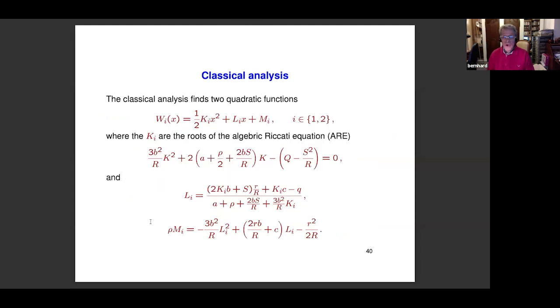Now, a word about the classical analysis of this problem. You all know that you can look for value functions which are quadratic functions in the state, and you can a priori find two of them because K here should satisfy the algebraic Riccati equation. And I also wrote the formulas for L and M. The formula for L is ugly, although the denominator might be simpler than that. The interesting point is that the equation for M involves only L and L square.